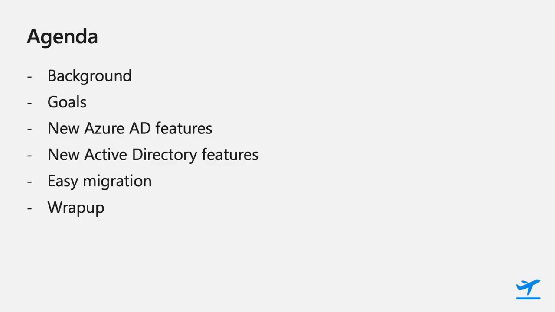So just a brief agenda before we get started. I'll be going over background, where we're coming from. I'll be talking about the goals we have for this new feature, some insights into the new Azure Active Directory features, and insights into the new on-premise Active Directory features. We've got some easy migration features as well, and then we'll end with a quick wrap-up.